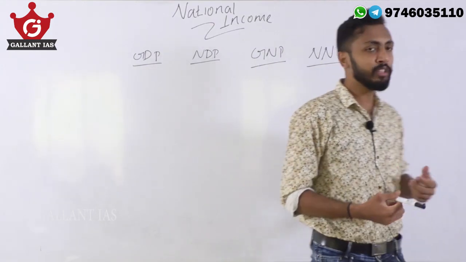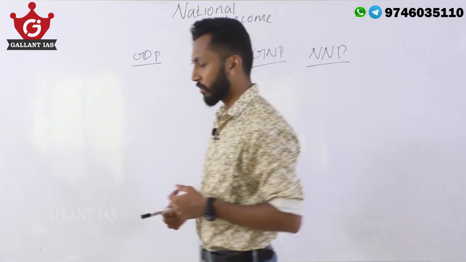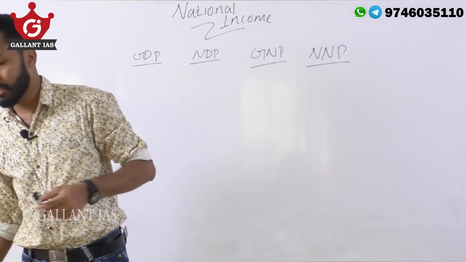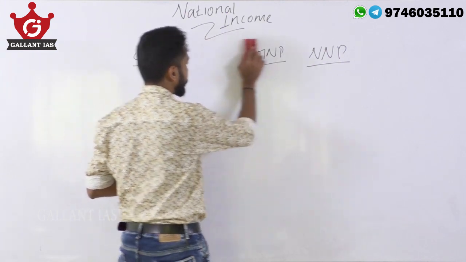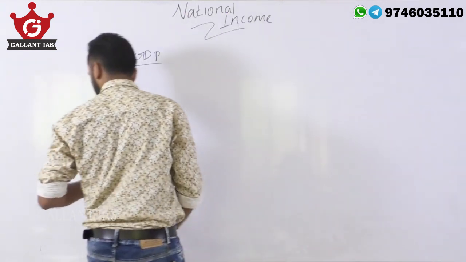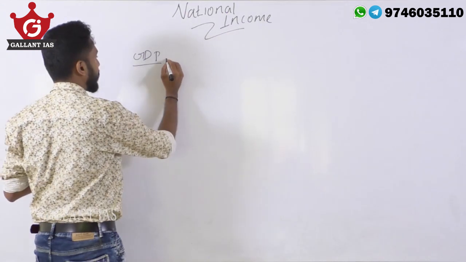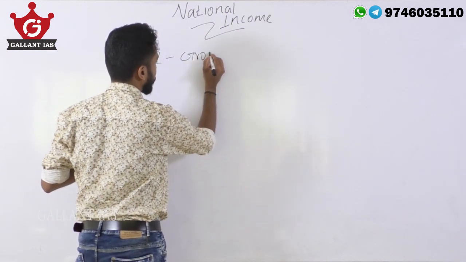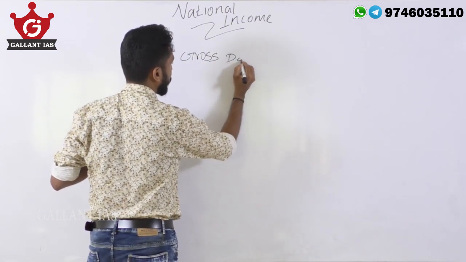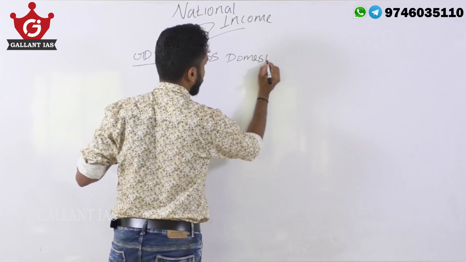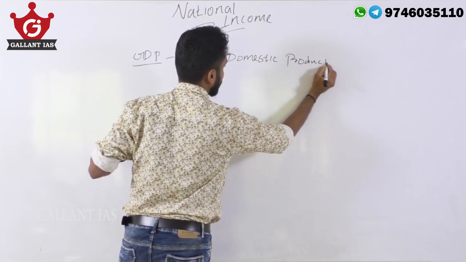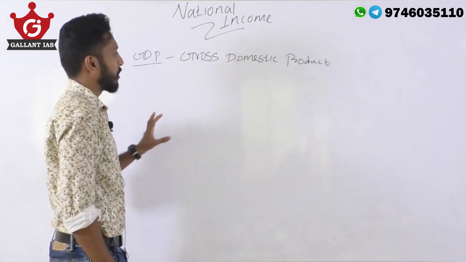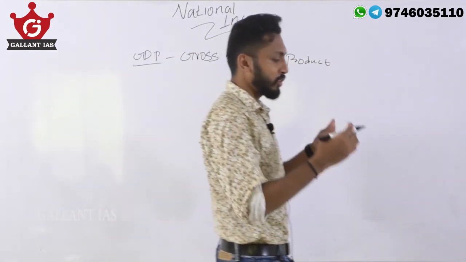These are the 4 measures to calculate national income. First, let's understand GDP. What is GDP? GDP is gross domestic product. What is the definition of GDP?